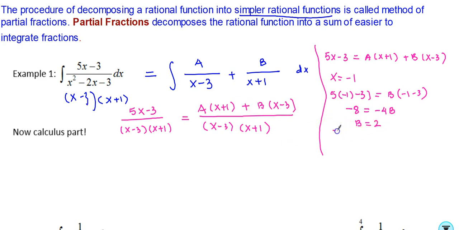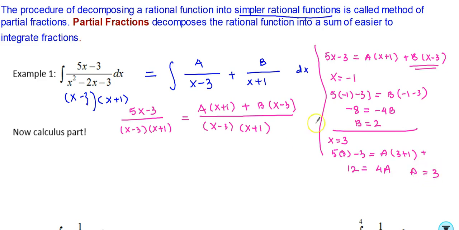If you do the same thing, this factor will be 0 when x is equal to 3. Substitute x equal to 3 here. So 5 times 3 minus 3 is equal to A times 3 plus 1. This B term will be 0 because B times 3 minus 3 is 0. So 5 times 3 is 15, 15 minus 3 is 12, and this is 4A. And the value of A comes out to 3. This is the piece you have to remember how to do from pre-calculus class.